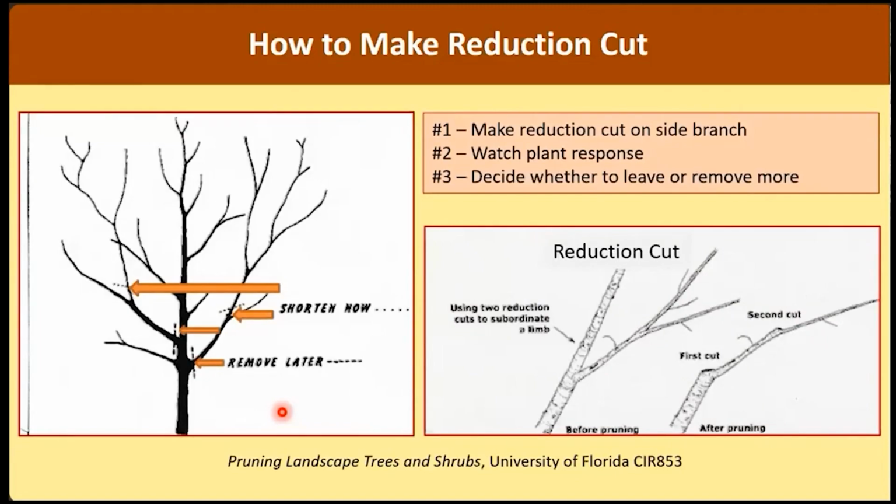So let's review the reduction cut one more time. Looking at the illustration on the right, we can use two reduction cuts to subordinate a limb that is too strong. Now, we're subordinating a vigorously growing limb, so we're always cutting away the more upright, vigorous portion. So that would be here, and if we continue up, that would be here. And again, our purpose is to slow down the growth of this branch. And the benefit of slowing down the growth is we will end up with a better aspect ratio. The branch will not grow as fast and become smaller relative to the trunk. And that will give us a stronger attachment.